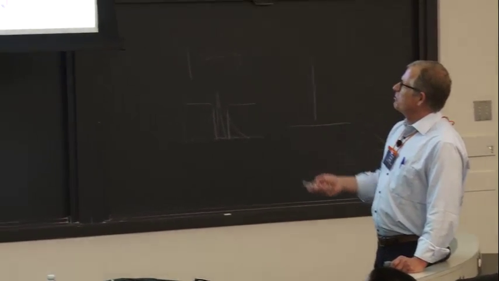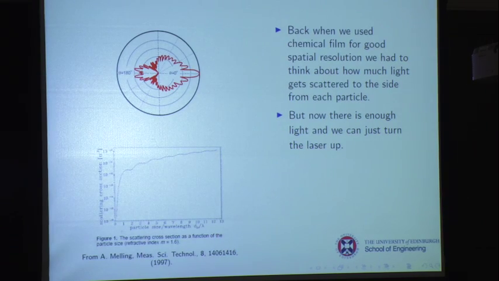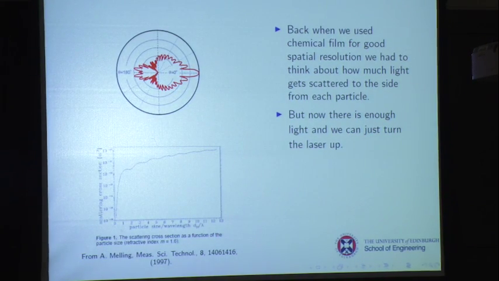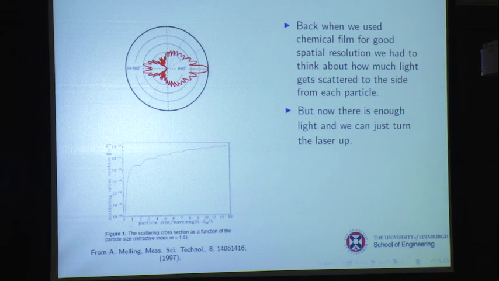So back in those days when we used chemical film, we had to sit and think carefully about how much light is going to end up at the camera, because chemical film has a particular response and you have to capture this thing very quickly. It's just going to go flash and that's it.